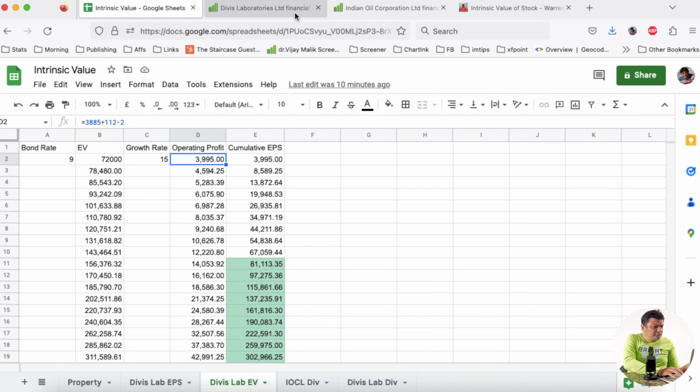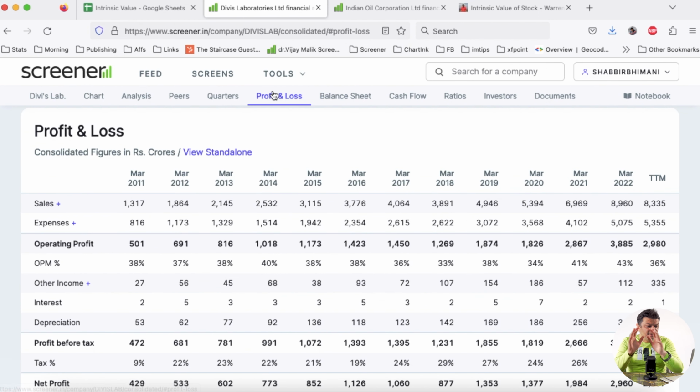Now, the next thing we need to look at is the profits or the cash that the business is able to generate. Again, I will use a very simplistic Screener-based example, but in the ideal case, we should be using the actual cash flow from the business. So let's say I'm doing this business, I'm selling something at 8,960 crores for an expense of 5,075 crores. So my operating profit is 3,885, and there is other income of 112 crores, and 2 crore is the interest that I'm paying.